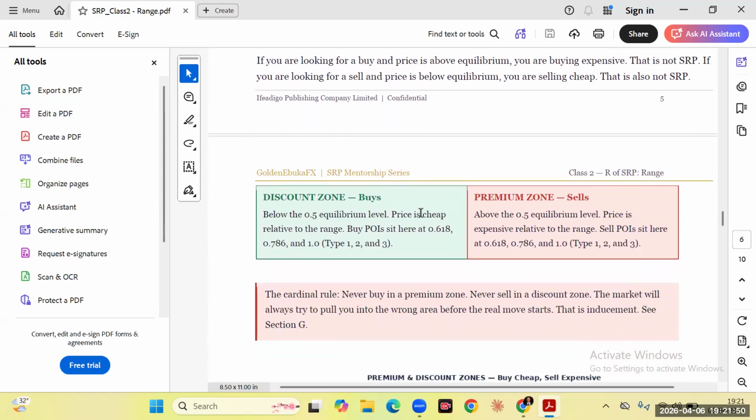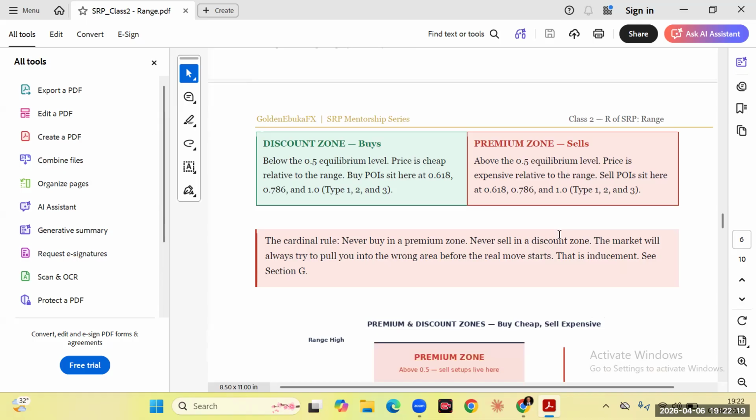Very, very important. So below equilibrium for buys, from 0.6, 0.7, that is the buy discount zone. That's where you have the first POI 0.6, second POI, type 2, 0.7, and then type 3, 100% retracement. If you flip it above the equilibrium level for sell, also 0.6, 0.7, and 1.0. So never buy at premium zone, never sell in a discount zone.